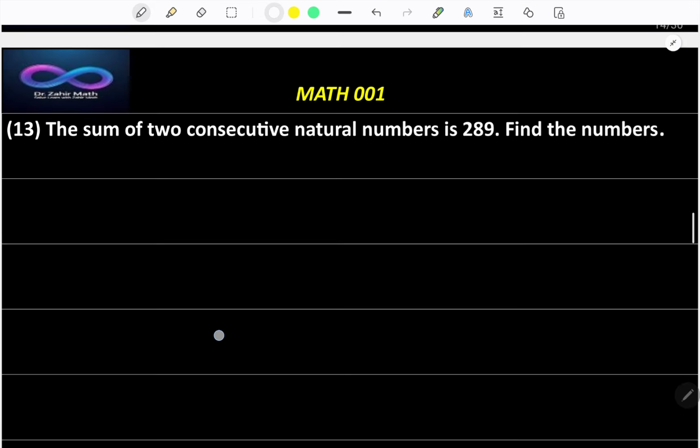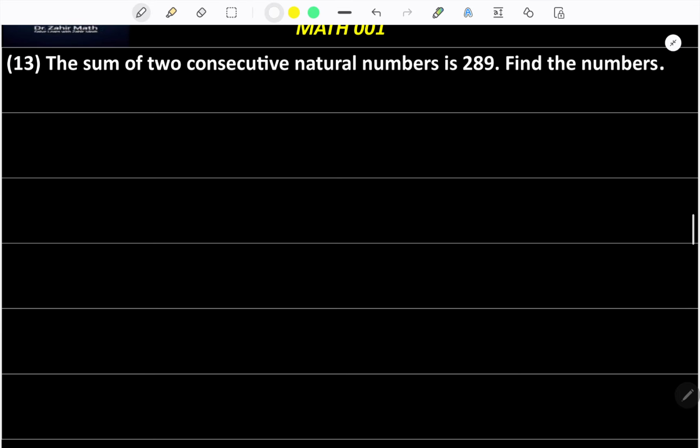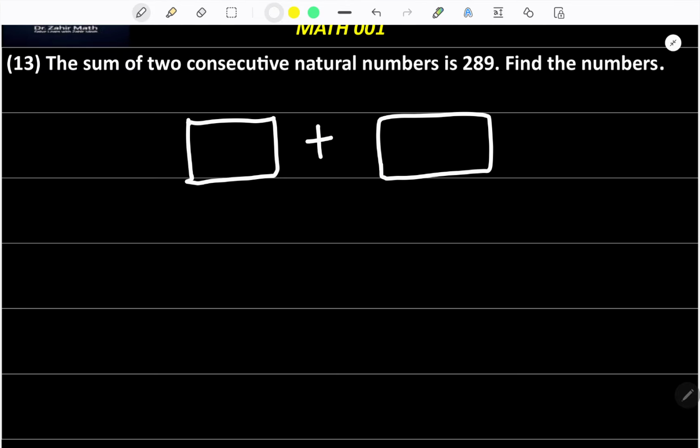Let's go to the next question. The sum of two consecutive natural numbers. So this is the sum of two consecutive natural numbers, right? What do you mean by natural number? 1, 2, 3. If you want to go to the next natural number, what you have to do? Add 1. So let me take the first natural number as n. Consecutive means next to next. So the next one, you are going to add 1. Add 1 means plus 1.